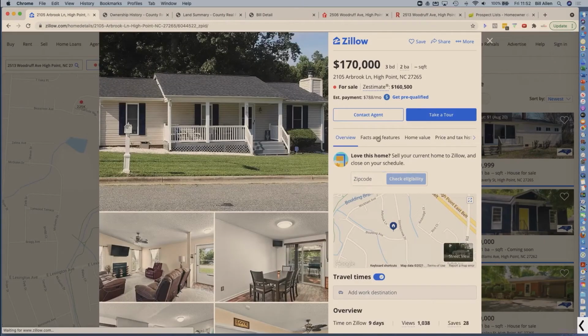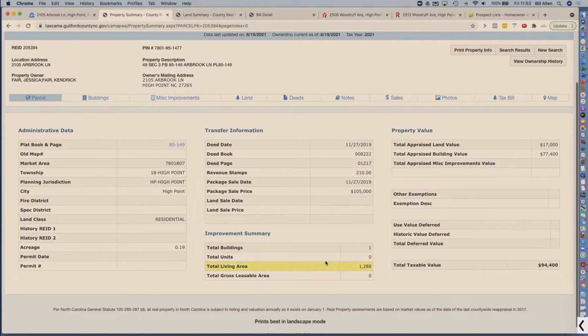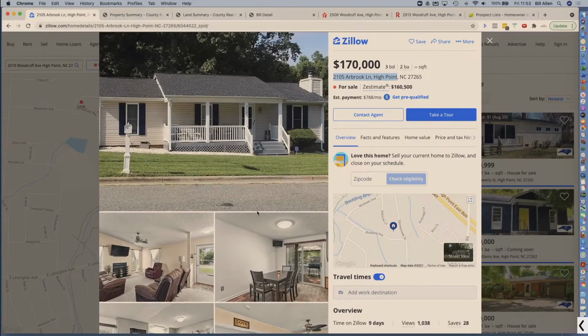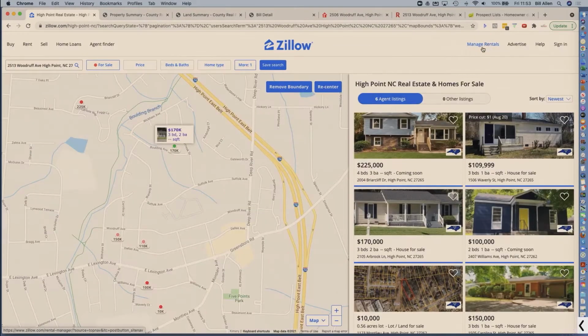So this doesn't have square footage. Let's see if we can get the square feet without going into the county. Let's just go to the county. We're already there. 2105 Arbrook Lane. It is 1288 with 0.2 acres. We have 0.4. So we have twice the land and a little bit more square footage. Pretty good. And they do live there. So these people live in the house. This looks like a pretty good one.